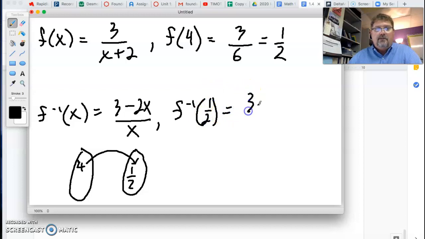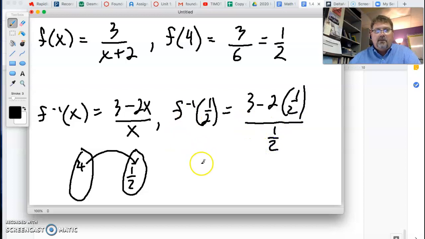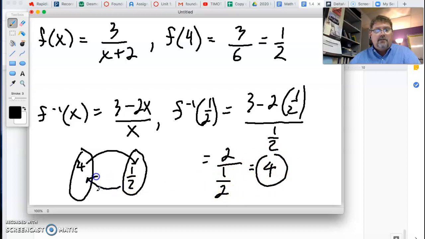So we get 3 minus 2 times 1/2 divided by 1/2, right? All right. 3 minus 2 times 1/2 is 3 minus 1. So at the top we got a 2. And we're going to divide by 1/2, which means flip and multiply, which makes it a 4. It checks out. So f inverse does take it back. And that's an indication that our inverse function is working. And this should get you out of the woods on this for a bit.